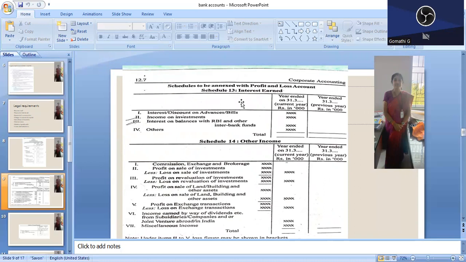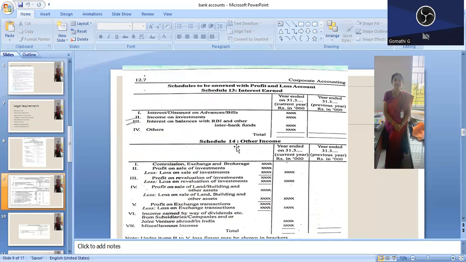First one is schedule 13, interest earned. First one, interest or discount on advances or bills, income on investment. Interest earned means interest income that comes from schedule number 13. Interest on balances with RBI and other interbank funds, others.